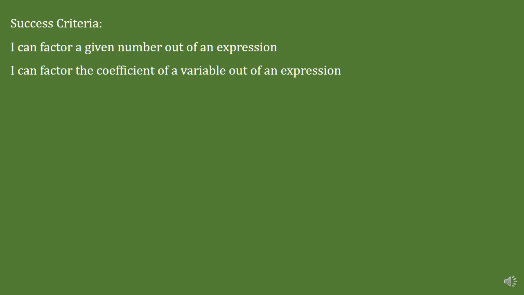In this lesson, we're going to undo the distributive law. So last time we took something that looked like 3x plus 7 and expanded it, and you get 3x plus 21. And in this lesson, we're going to undo it and go backwards.